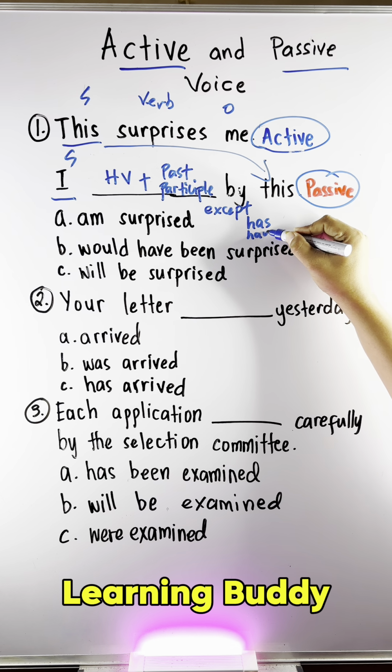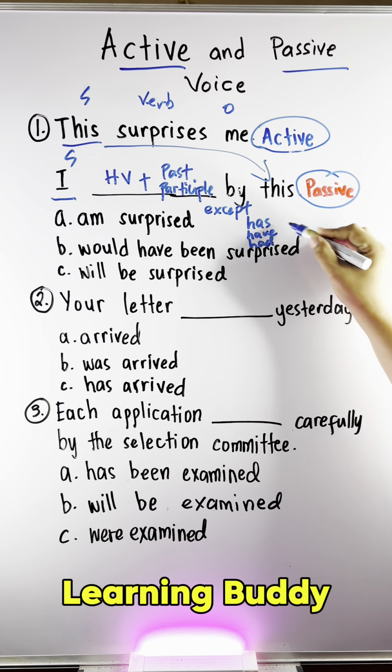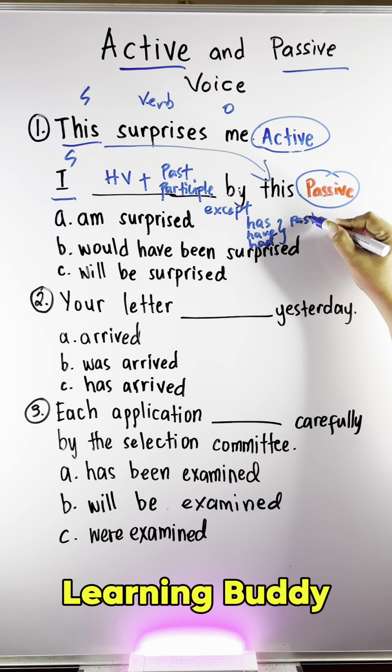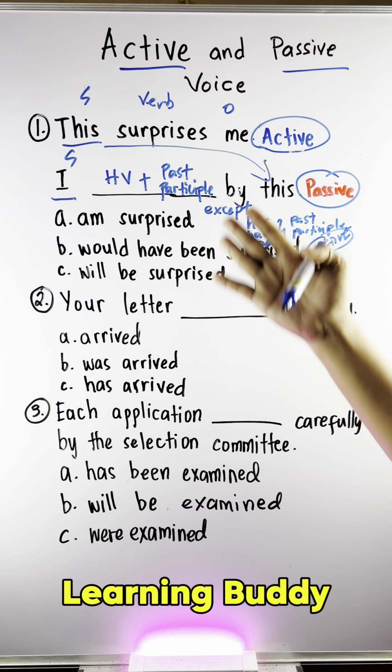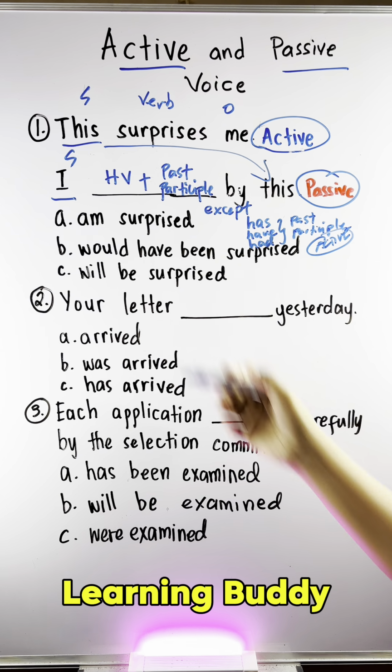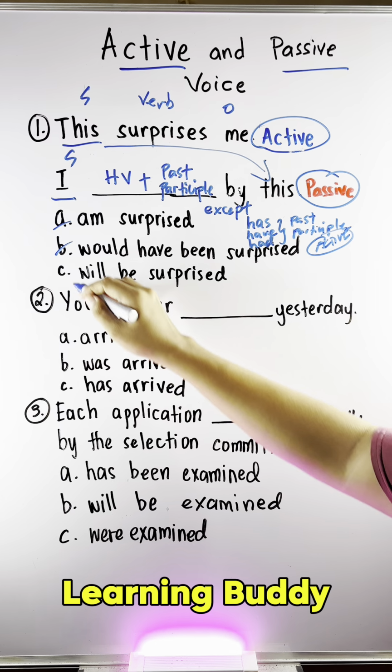Now we have an exception. When you see the words has, have, and had plus past participle, definitely the voice of the verb is active, and not passive. Basic rule: HV plus past participle for passive.